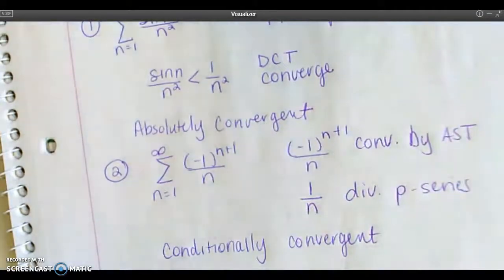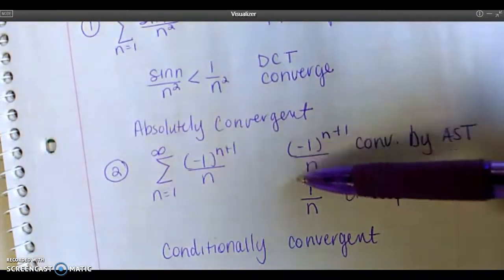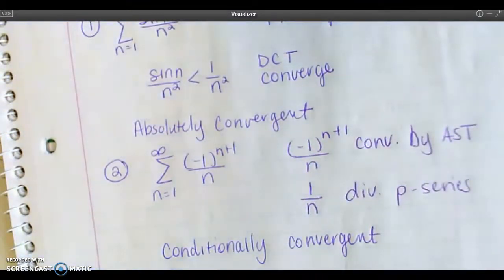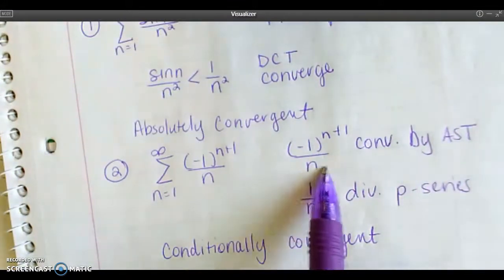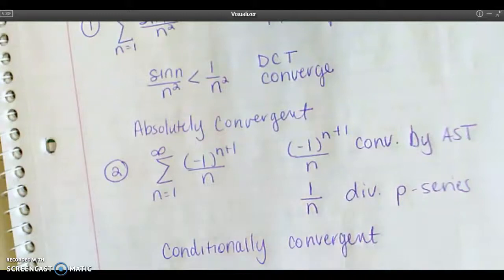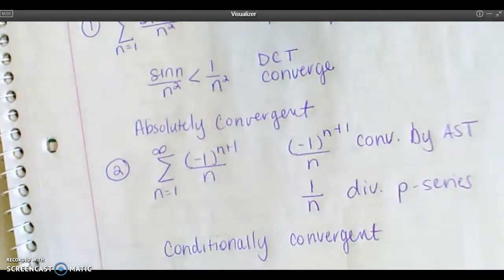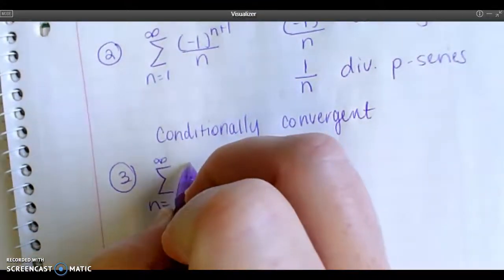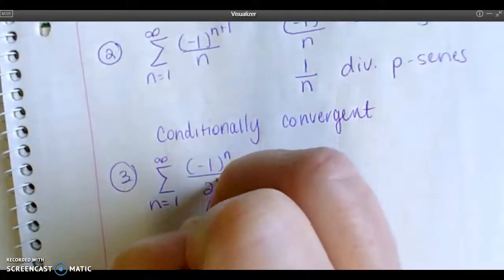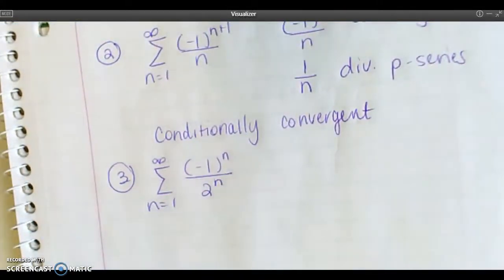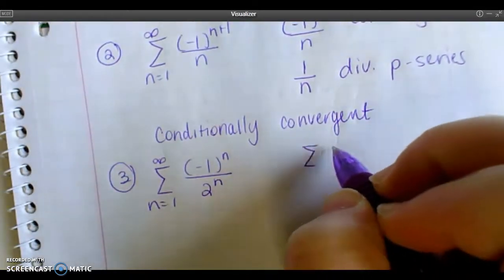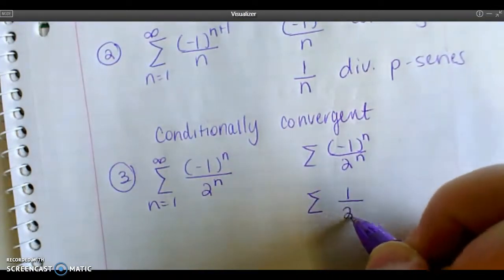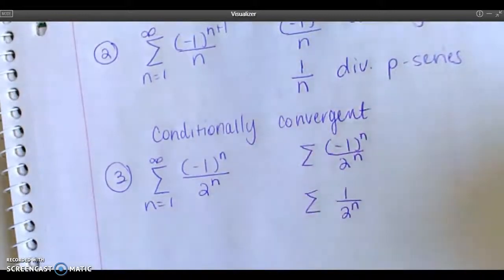Now, when you're trying to tell me if something is conditional or absolute, I'm going to want to know what the original one converges by and what the absolute value converges or diverges by. So you should have reasons for both of those. You might not have to have all of the work, but you do need to be able to tell what's going on. Separately, I'm going to look at, does the alternating series converge? And then I'm going to figure out, does the absolute value converge? Remember, absolute value just takes off that negative 1 to the n.